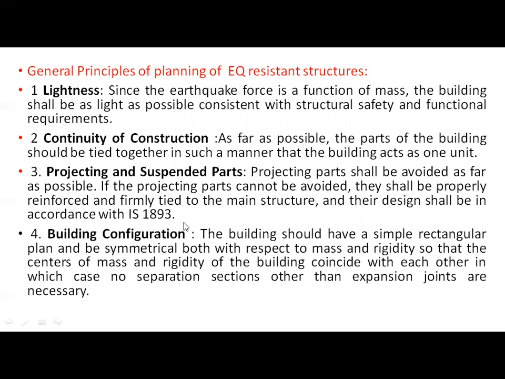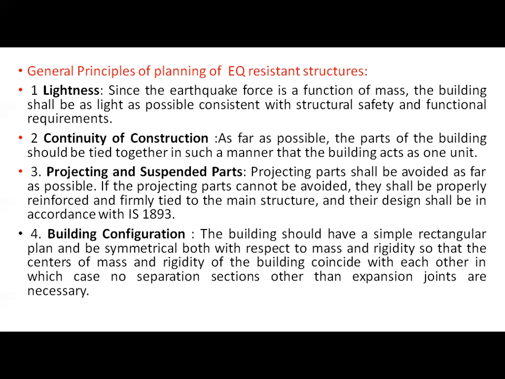For the analysis of the earthquake loads, how to design, how to make sure about the general principles, the philosophy of earthquake design, all the parameters are given in this IS code, IS 1893. So if you want to go for projecting and suspended parts in our structure, we should make sure that the design shall be in accordance with IS 1893. Most of the time we should reduce these projecting parts and avoid them in the building. And if you want to add such projecting or suspended parts, you should go for the design parameters given in the IS code and follow the steps given in IS 1893.